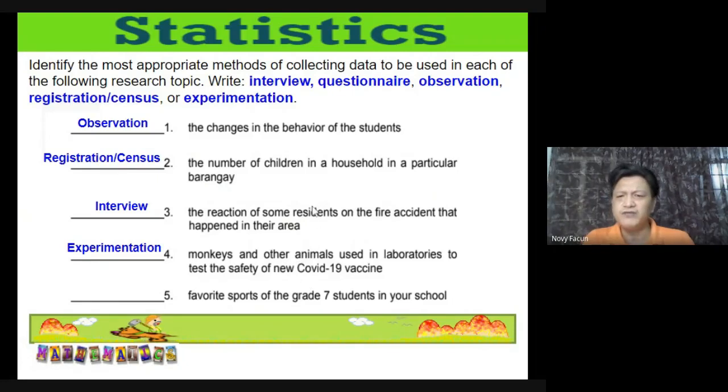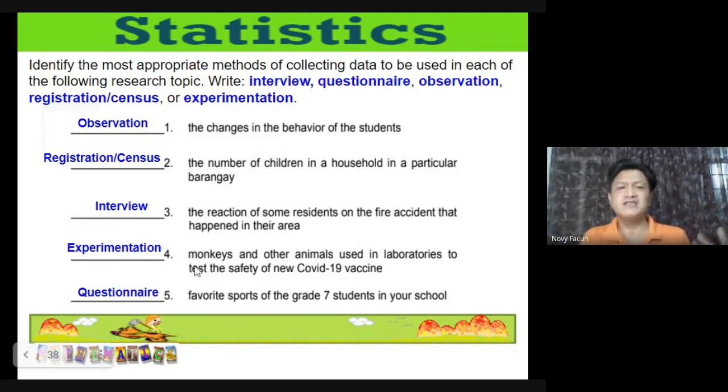Okay, next, number five. Favorite sports of the grade 7 students in your school. O, di ba paano malalaman yung favorite nila? Anong method kaya i-apply mo dyan para makolek yung data? You have to apply the questionnaire or yung survey. Okay, pwede mo siyang ibigyan ng Google form na lang or pwede mo siyang bigyan ng questionnaire. So, isa-send niya na lang sa'yo. Pwede naman yun. And that's one way to collect a data.